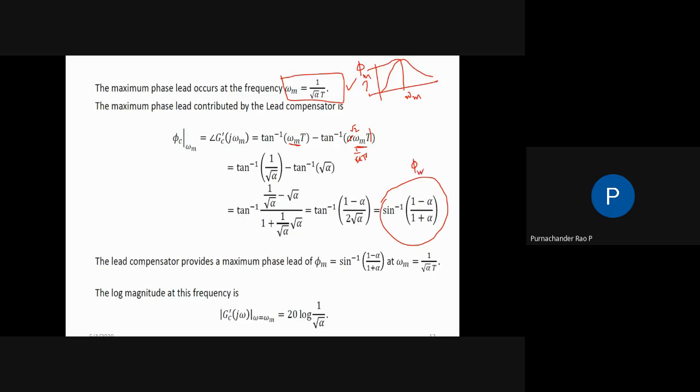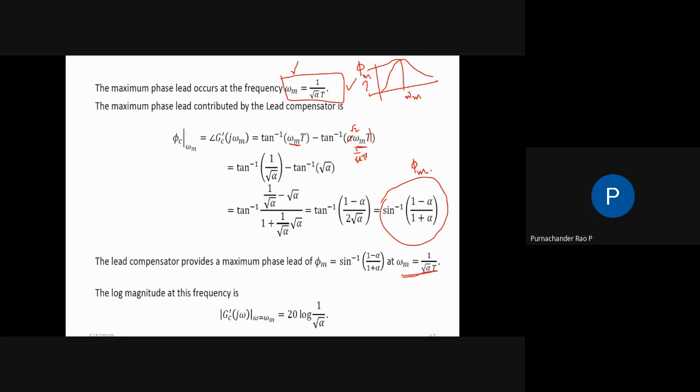You just have to remember these formulas: omega m and phi m. If in an exam they ask you to explain and derive the phase angle, you have to do this derivation. Otherwise, just remember these formulas. The maximum phase lead phi m is equal to sine inverse of (1 minus alpha) by (1 plus alpha). So the lead compensator provides the maximum phase lead of sine inverse of (1 minus alpha) by (1 plus alpha) at the frequency omega m.